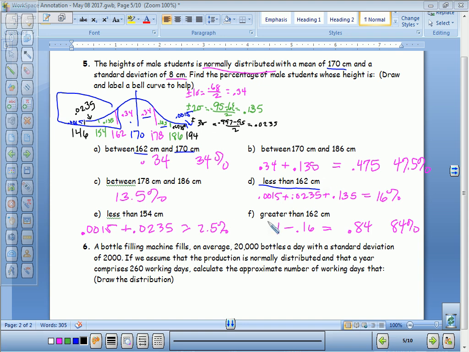This is less than 162. This is greater than 162. So if everything under the curve adds up to 1, and we found this was 0.16, you could just do 1 minus 0.16 to get the rest. All right, so take a look at those.